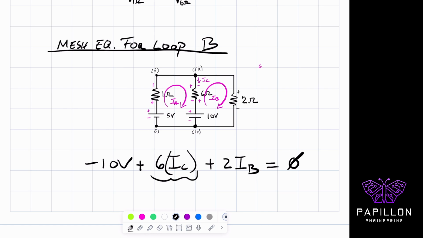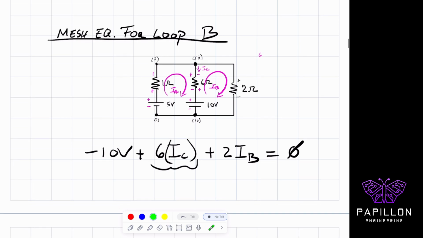So again, hopefully you're getting this: in the first loop, IA exists along this, by the way, it's an arbitrary name. It exists only through this 1 ohm resistor. IB only exists through this 2 ohm resistor, right? The 6 ohm resistor is very interesting. That is the one resistor that's sharing current between IA and IB.